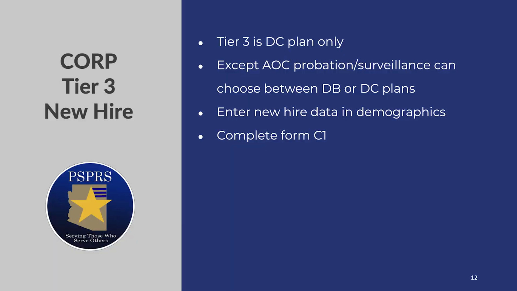Corp Tier 3, new hire. Corp Tier 3 is a DC plan only, except for some AOC positions, they do have that choice of DB or DC. We still need that information updated in demographics and to complete that Form C1.